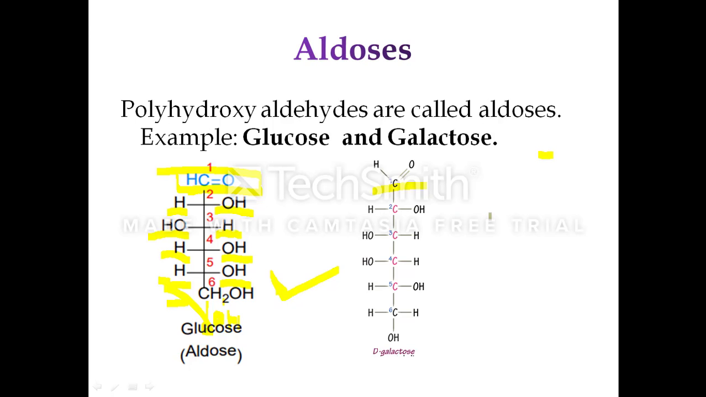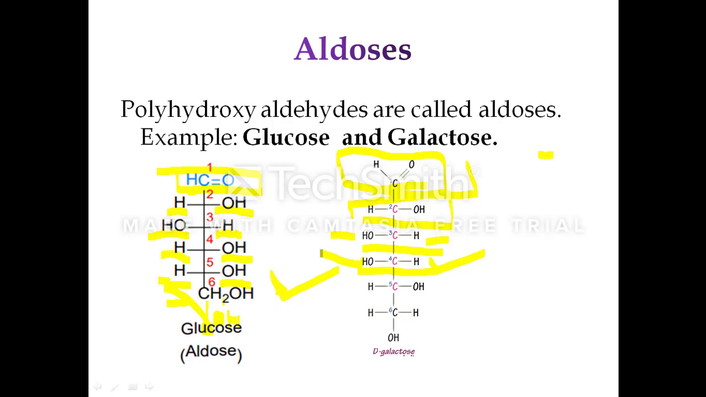Then coming to galactose. Galactose has the CHO group at the first carbon atom. Like glucose, here also it has the OH towards the right and H towards the left at the C2 carbon atom, and the C3 carbon atom also has a configuration similar to glucose, having H towards the right side and OH towards the left side. But at the 4th carbon atom, galactose has a configuration slightly different from glucose. Here it has the hydrogen towards the right side and OH towards the left side.